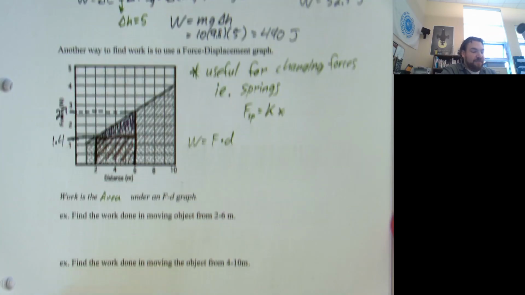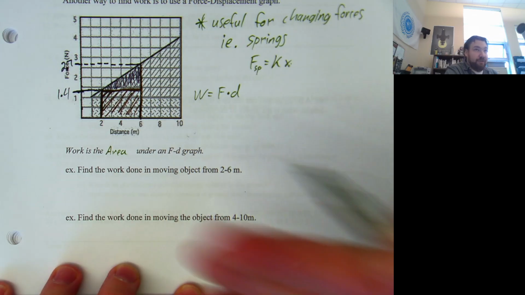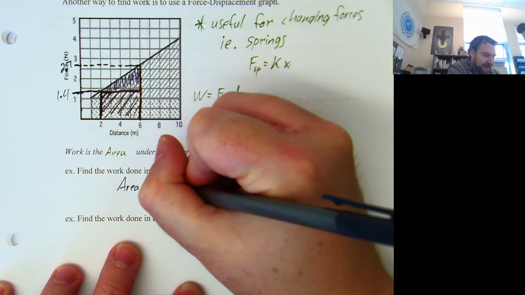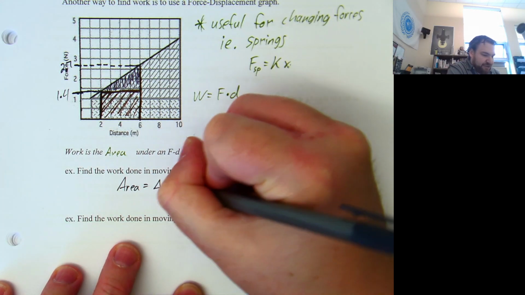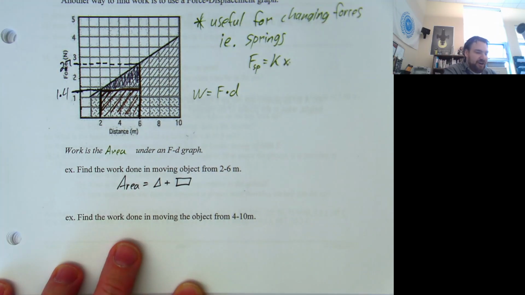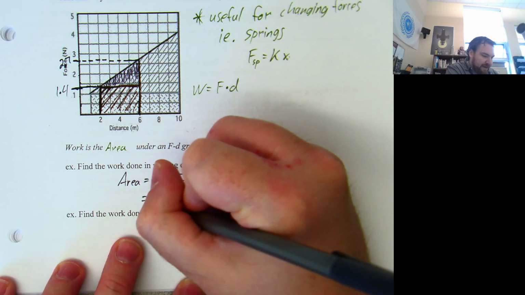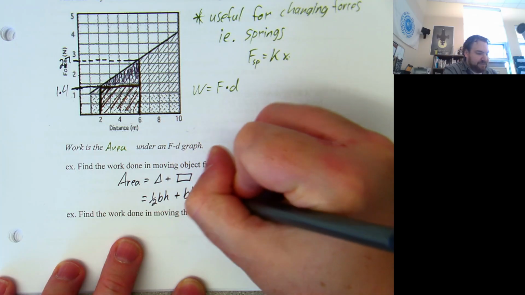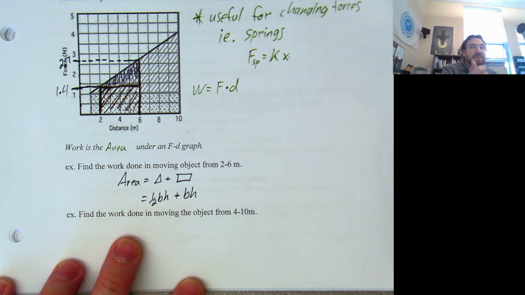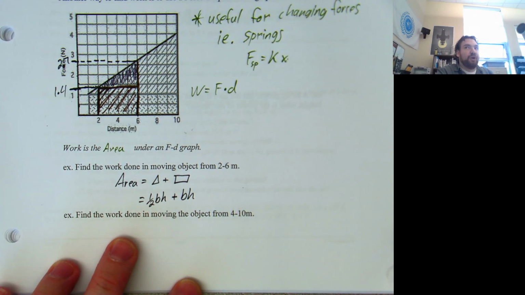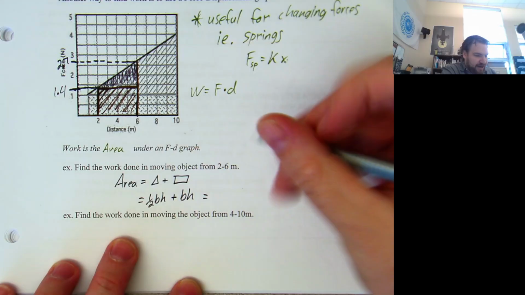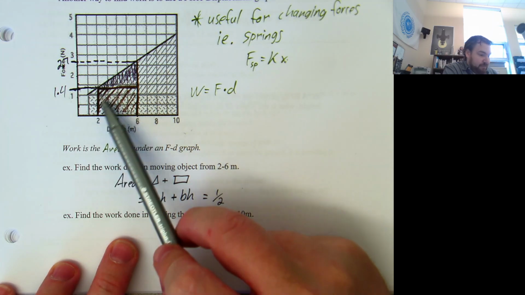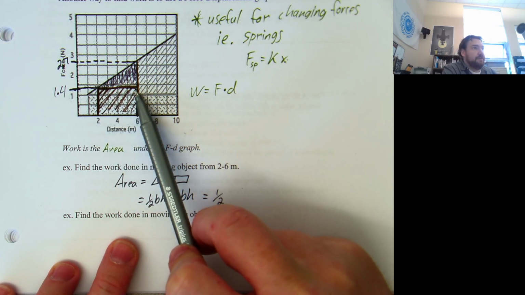So if I want to find the work done moving that object graphically, we're going to look at these two areas. The area is going to equal the area of the triangle plus the area of the rectangle. The area of the triangle is 1/2 base times height, plus the area of the rectangle, which is just base times height, or length times width, whatever language you want to use. So for the triangle, the length of the base is 4 meters.